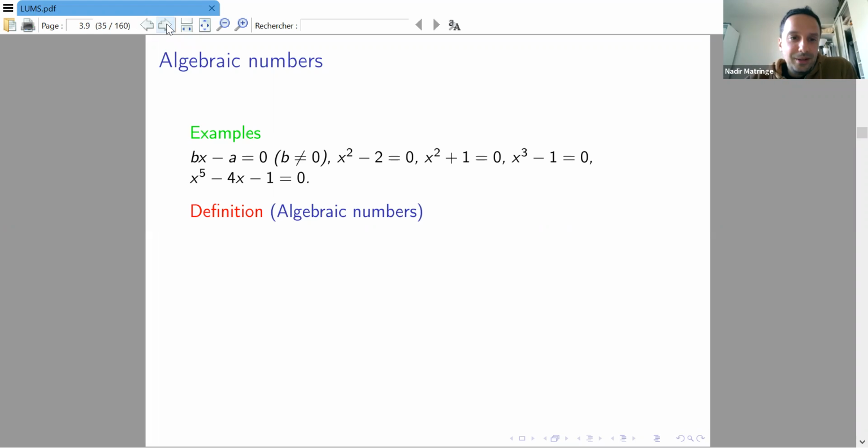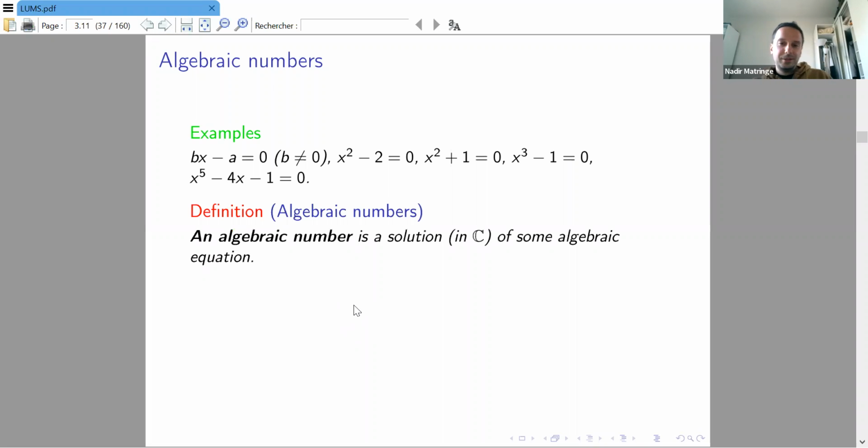And so now I can define what an algebraic number is. So what's an algebraic number? It's a solution, inside the field of complex numbers, so in C, of some algebraic equation. Okay, so that's an algebraic number, because C has the property to be an algebraically closed field. So inside C, any equation of degree at least 1 has at least one solution. In fact, an equation of degree n, you count its solutions with multiplicity, inside C will have exactly n solutions.